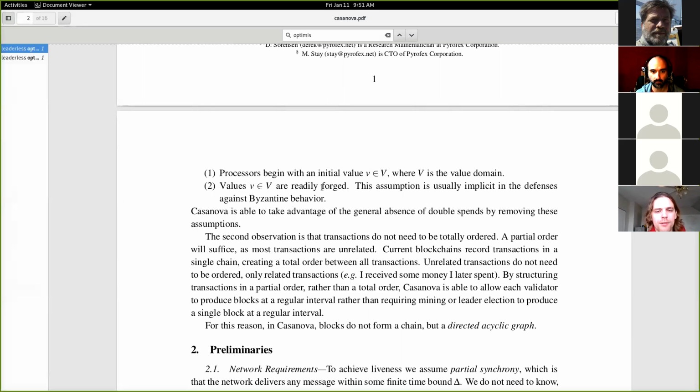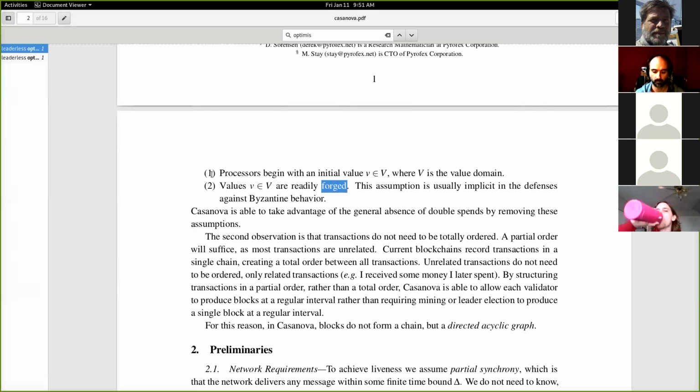So values v and V are readily forged. I don't know exactly what that means. This assumption is usually implicit in the defenses against Byzantine behavior. Casanova is able to take advantage of the general absence of double spends by removing these two assumptions, I guess. Yeah. Okay. Well, readily forged would have to be like a double spend, right?